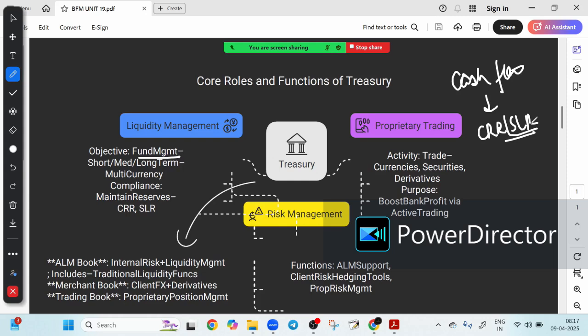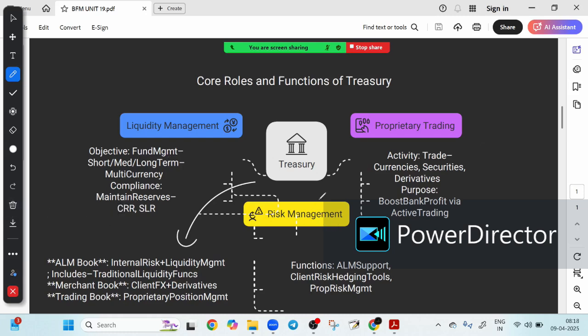It does this through what we call the ALM book. Yes, remember, there is a book that we call the ALM book. It is done through the ALM book, where internal risk and liquidity needs are monitored and balanced with precision. So as you can see, multi-currency compliance, then it maintains reserves. So I told you now two things: managing cash flow and complying with CRR and SLR, that is a part of the liquidity management. Then we have the second part, that is called risk management.